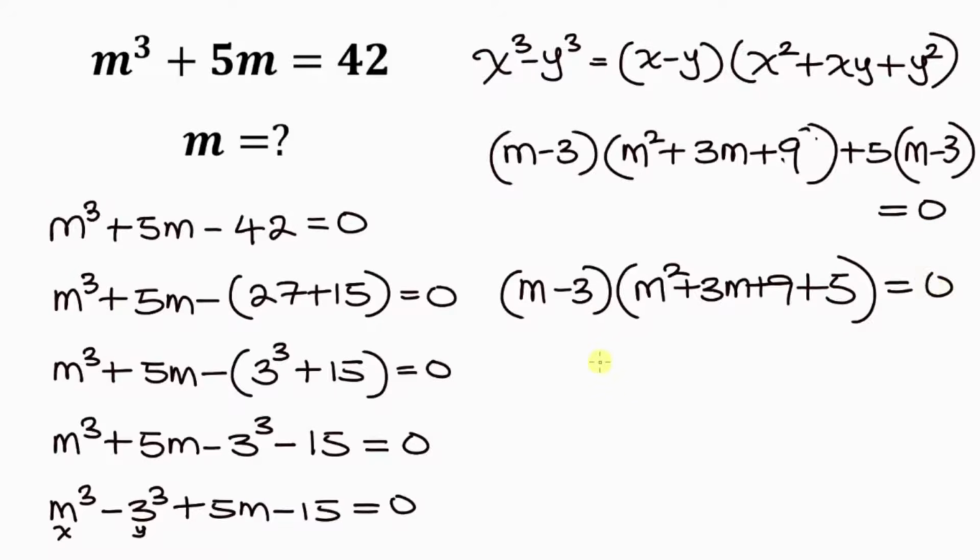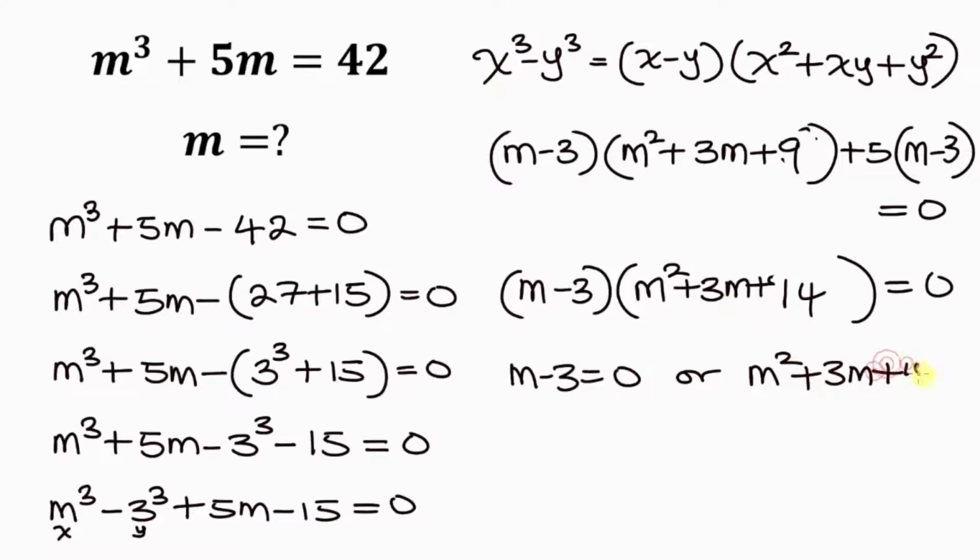So we have two cases, but I'm going to simplify this. This is 9 plus 5, which gives 14. So I'm going to be putting 14 here. So this will be 14 instead. So the two cases we have: m minus 3 to be equal to 0, or we have m squared plus 3m plus 14 to be equal to 0. For the first case, we can get the value of m by moving negative 3 to the right hand side, and when we do that, we have m to be equal to positive 3.